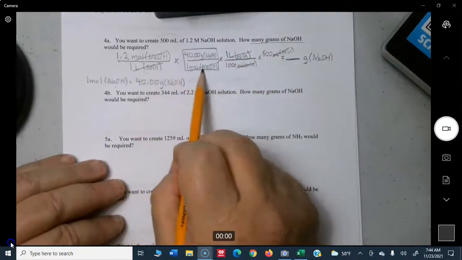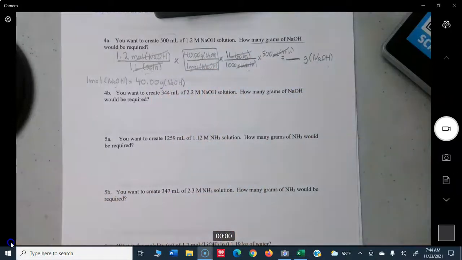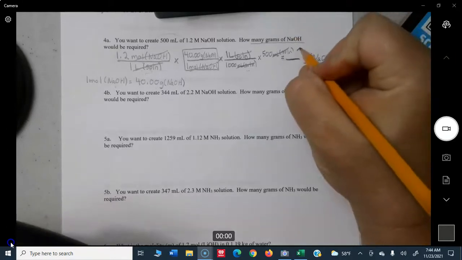Milliliters of solution cancels with milliliters of solution. We have no units left on the bottom, and we have our grams of NaOH on the top. So now it's time to go to the calculator. 1.2 on the top times 40 on the top times 1 times 500 divided by 1 divided by 1 divided by 1,000. Of course, you don't have to divide the ones. And that gives us 24, exactly 24 grams.